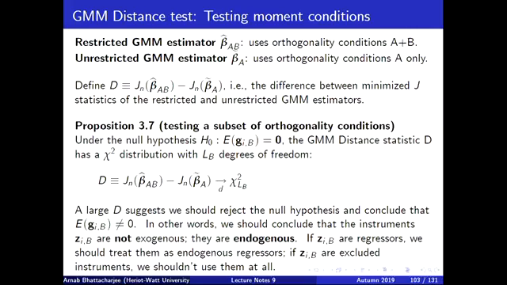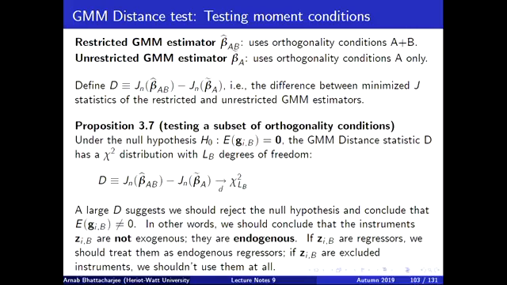Okay. So the GMM distance test D has a chi-square distribution with how many degrees of freedom? It will be LB degrees of freedom. That is clear, right? So there are LB restrictions here that we are testing. Okay? So this is this distance thing.